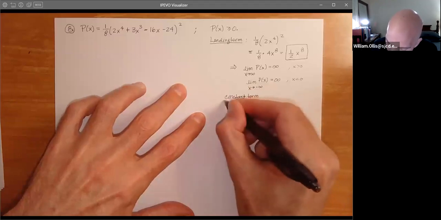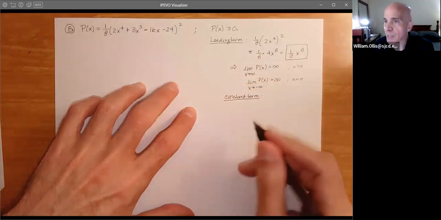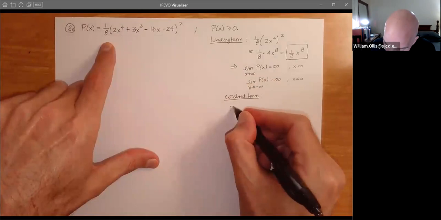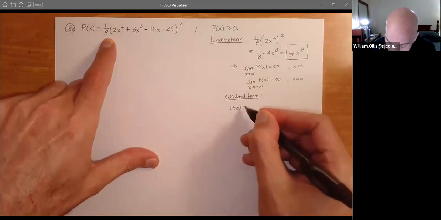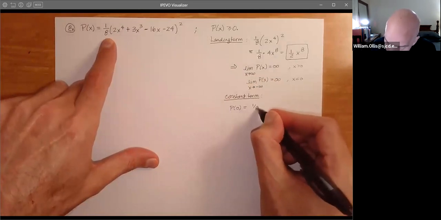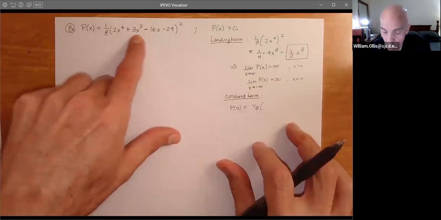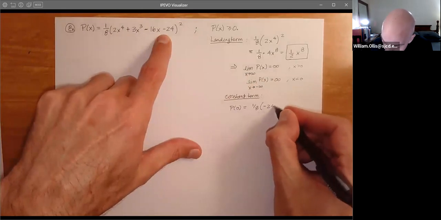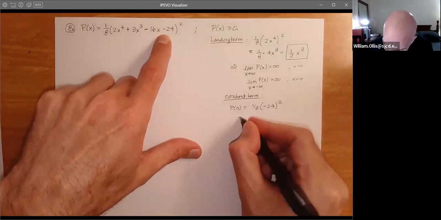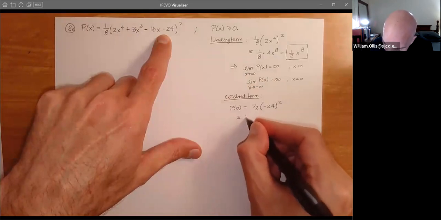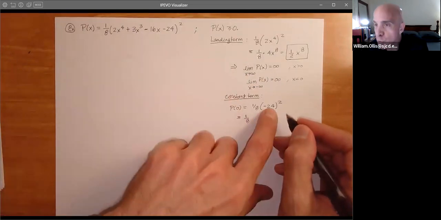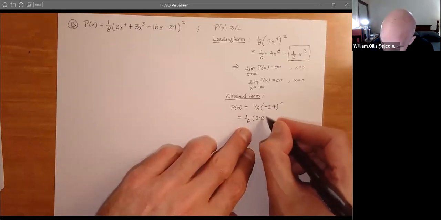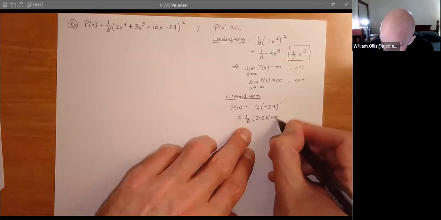You can always plot the y-intercept, or at least make a note of it. So in this case, this is p of 0. So this is going to be 1/8. Of course, when we substitute 0, these are annihilated, and we're left with a negative 24. So we get 1/8, and then, of course, the two negatives absorb. So this will just be 3 times 8 times 3 times 8.